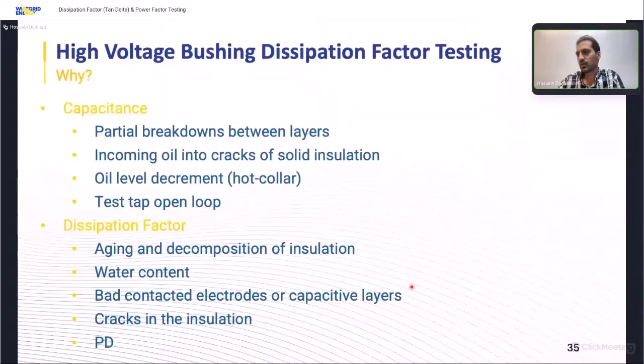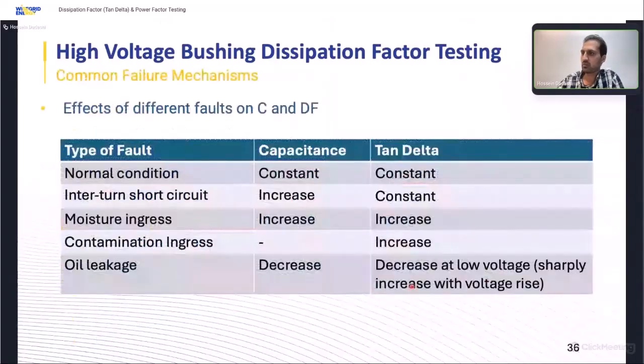capacitance measurement. Regarding dissipation factor, it shows us aging and decomposition of the insulation, water content, any bad contact inside of the bushings, and any cracks or partial discharge or insulation degradation related to paper and oil of the bushing. There are some faults which affect the value of C and DF. In a normal operation and normal condition, the value of capacitance and tan delta should be constant.